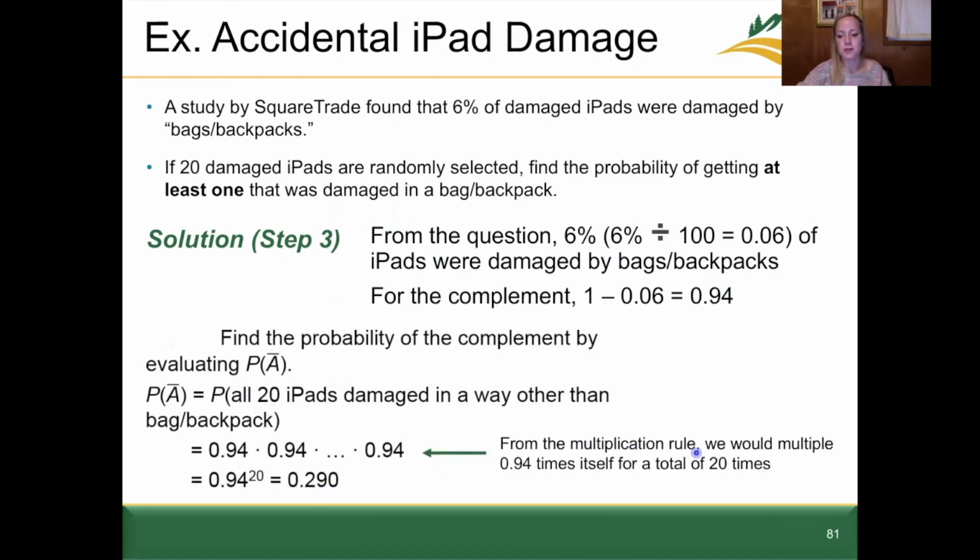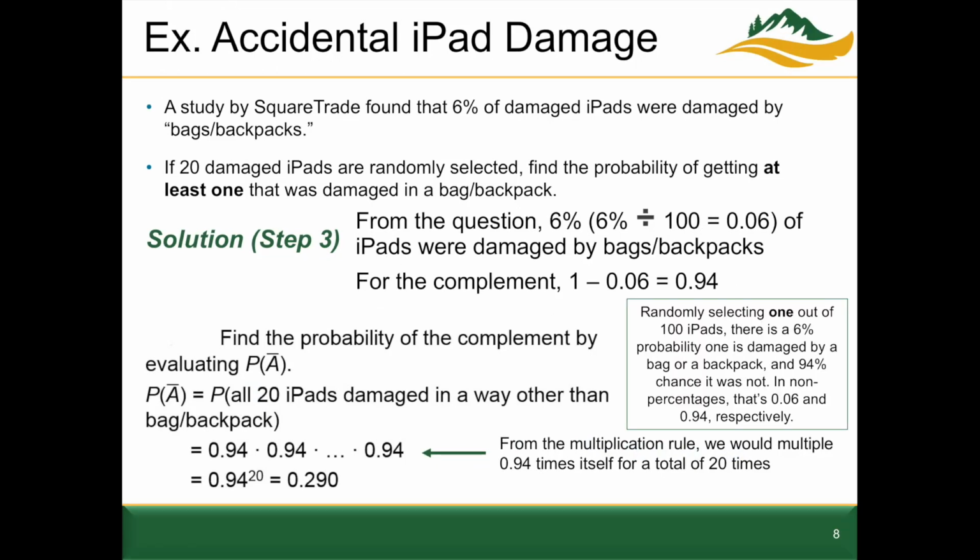So from the multiplication rule, we would multiply 0.94 times itself for a total of 20 times. So now you have that in your slides as well. And the reason the multiplication rule is relevant here, because we're really saying the probability of selecting an iPad that was not damaged by a bag or a backpack, and selecting a second iPad that was not damaged by a bag or a backpack, and a third, and so on for 20 total iPads. So really taking 0.94 times 0.94 times 0.94 20 times. So again, that's 0.94 raised to the 20th. So that's that mathematical equivalent.